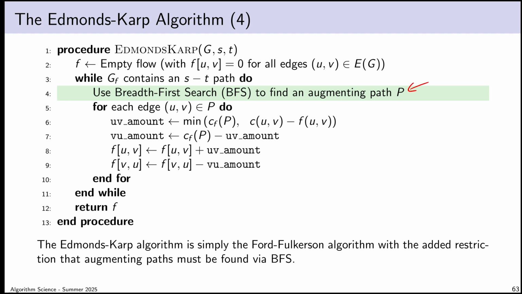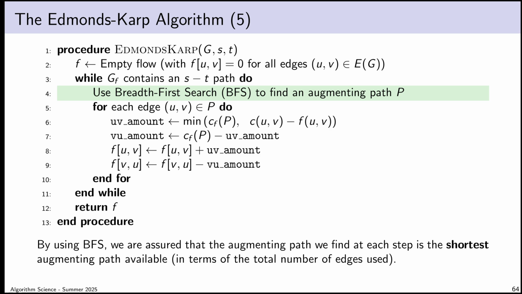That's literally it. So all this time, the only reason that the Ford-Fulkerson algorithm was taking so long was that we weren't using BFS. We could have been using some other traversal. We could have used DFS or some other arbitrary traversal mechanism, and that wouldn't have been enough to guarantee polynomial time. Turns out if you always use BFS, you will get a polynomial time algorithm. And so one observation we can make right off the bat, based on what we know about BFS, is that if we use BFS to find augmenting paths, the augmenting path we find at each step is the shortest augmenting path possible in terms of the total number of edges used.